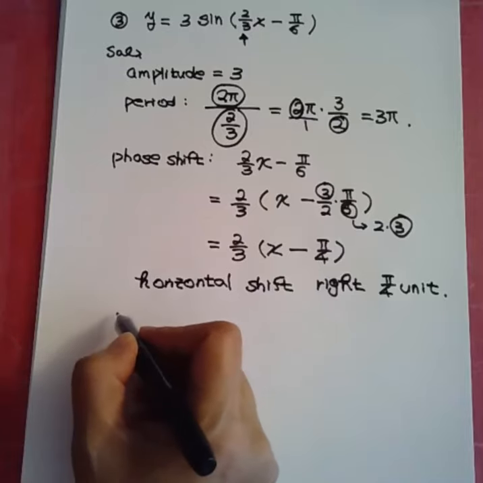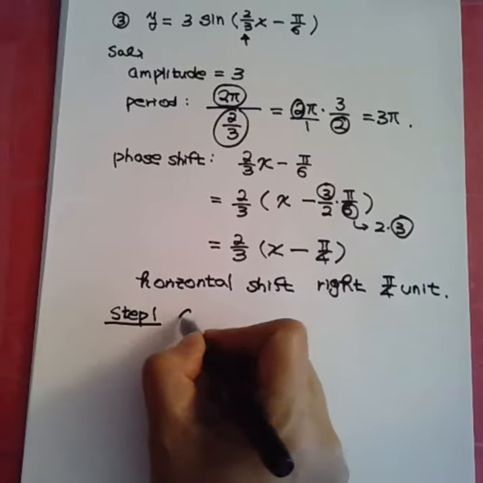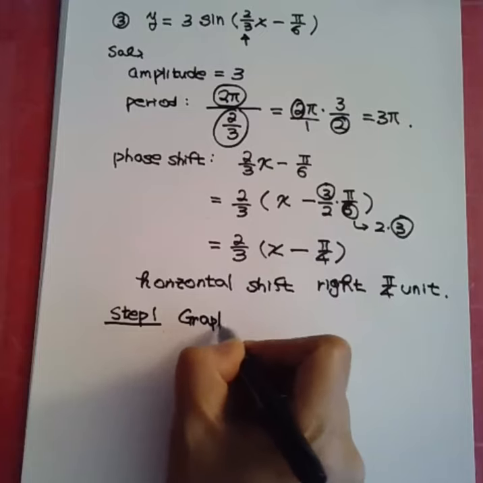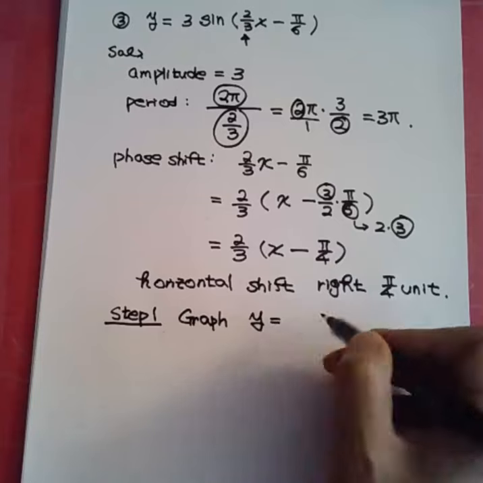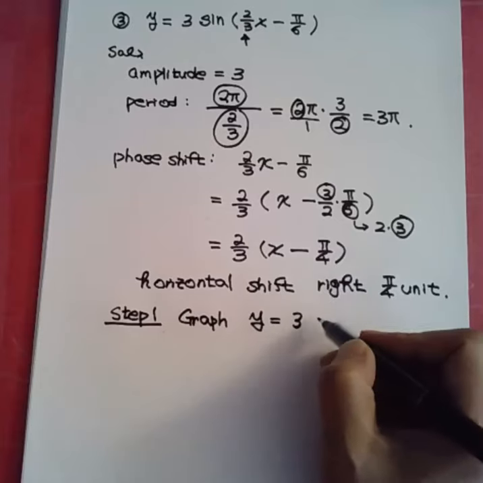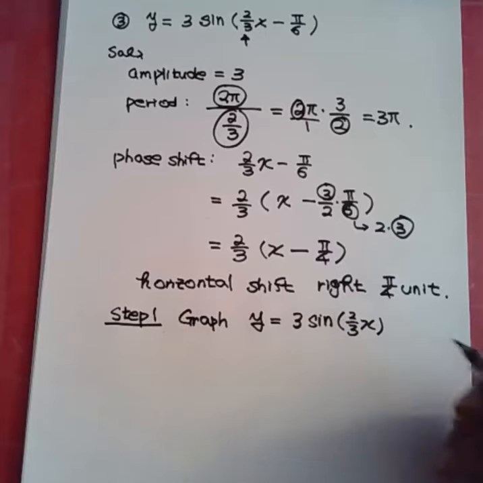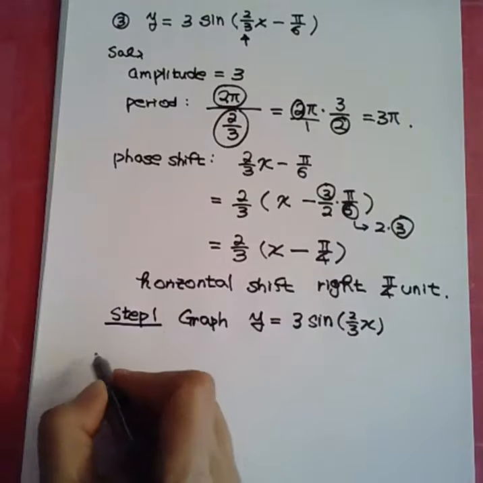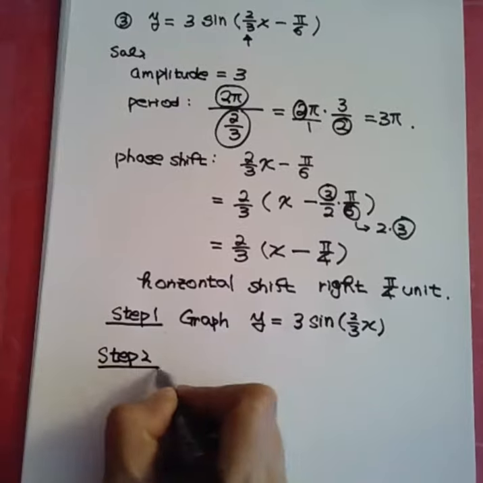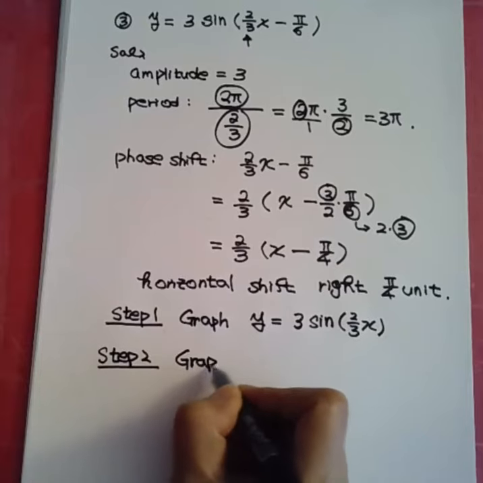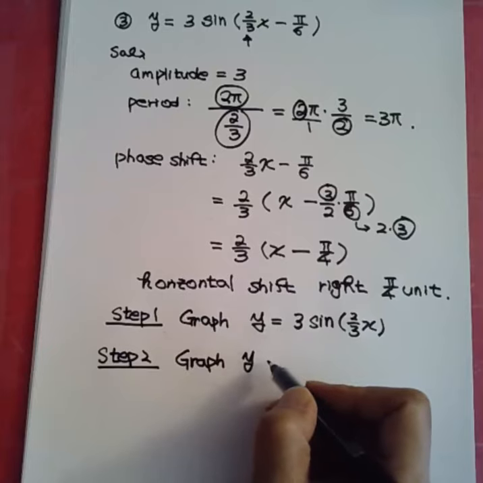We will take 2 steps. As I said, generally we follow the order of operation. The multiplication will be taken care of first: 3 times sine of 2/3 x, and then we will shift it to the right, pi over 4 unit.